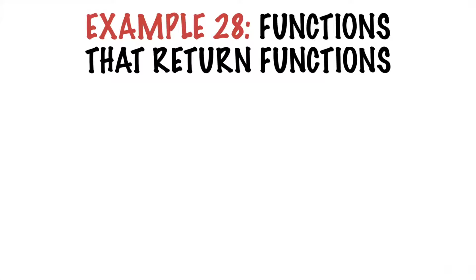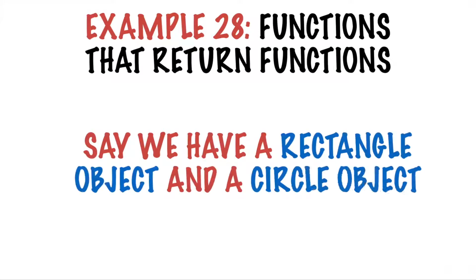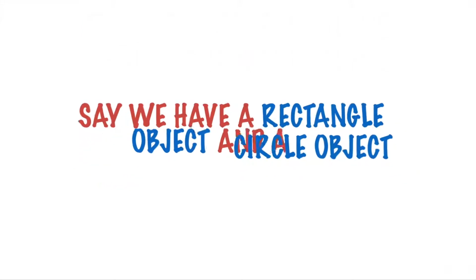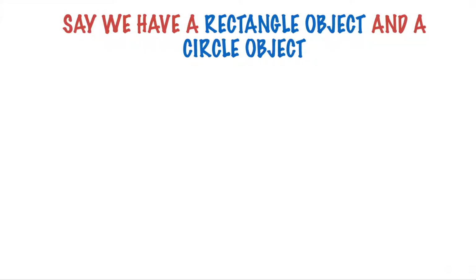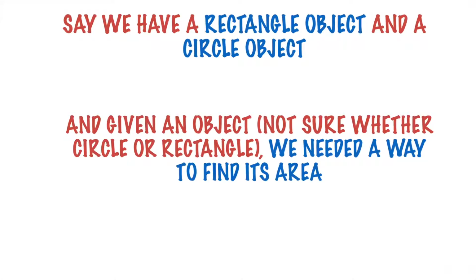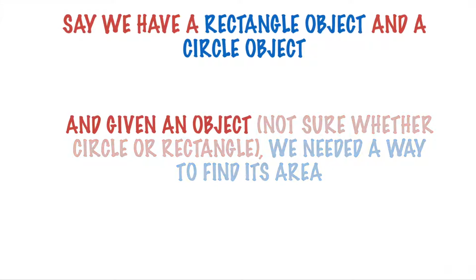Now suppose that you have two objects, a rectangle object and a circle object. A rectangle obviously will have a length and a breadth, and a circle will have a radius. At some point in your code, say you encounter an object which can be either a rectangle or a circle. So you're given an object, you're not sure whether it's a rectangle or a circle. We want to find its area anyways.